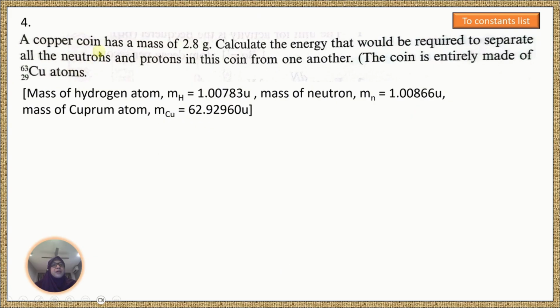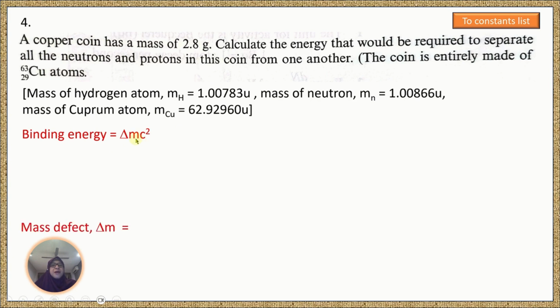Okay, now we go to question 4. A copper coin has a mass of 2.8 gram. Calculate the energy that would be required to separate all the neutrons and protons in this coin from one another. So the coin is entirely made of copper atoms. The mass of hydrogen, mass of neutron, and also mass of copper atom are given. We use the binding energy formula equals mc squared, where m is the mass defect.